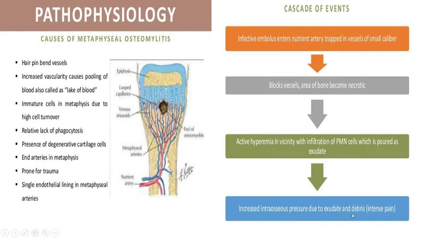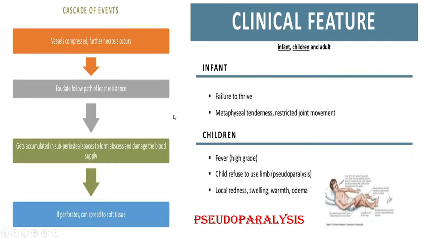So this is the whole explanation for why this is called the metaphyseal region, why the pain occurs, and it also gives the explanation of periosteal reaction. I will discuss it now. Due to vessel compression there is further necrosis. Exudate follows the least resistant pathway, accumulates in the subperiosteal space, forms the abscess, drains into the blood supply, and it can perforate to spread to the soft tissue.